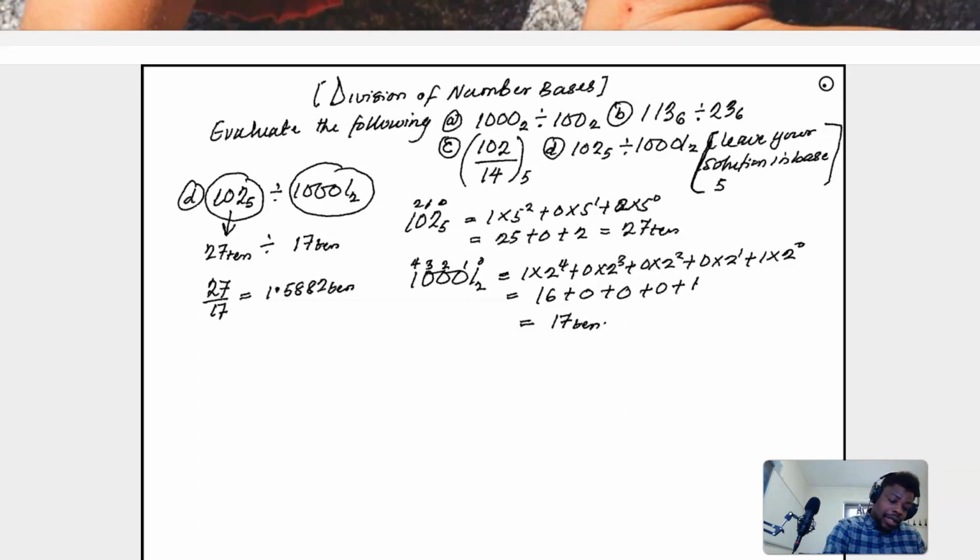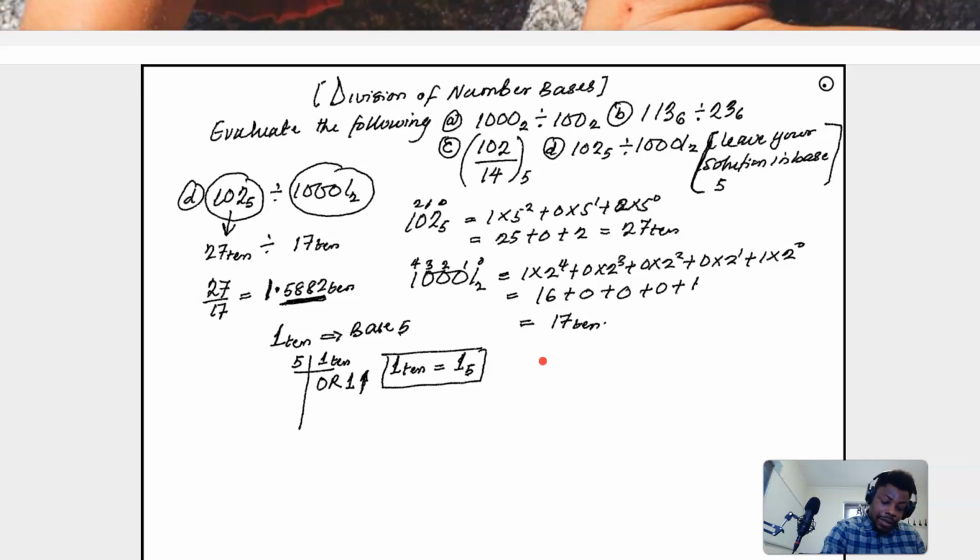So now, the whole number part is 1, and this is the fractional part. Let's take the whole number part, which is 1 in base 10, to base 5 first, and that is by division. 1 in base 10 taken to base 5: 5 into 1 is 0, remainder 1. So 1 in base 10 is equal to 1 in base 5.